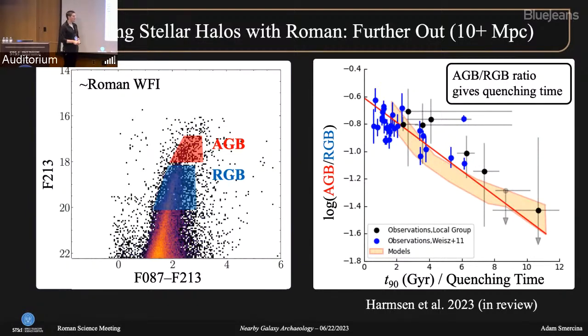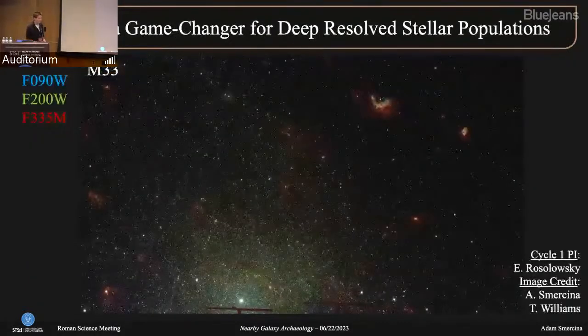I'm highlighting work here from Ben Harmsen, who's a post-bac researcher at the University of Michigan in this collaboration. And he's found this very tight relationship between the ratio of these RGB to AGB stars and the quenching time of Local Group quiescent dwarf galaxies with very deep photometry to calibrate against. And this is relevant for stellar halos as well, because this gives you the quenching time of the dominant progenitor, which tells you about when that merger occurred. And so again, we can do this out to the edges of the local volume.